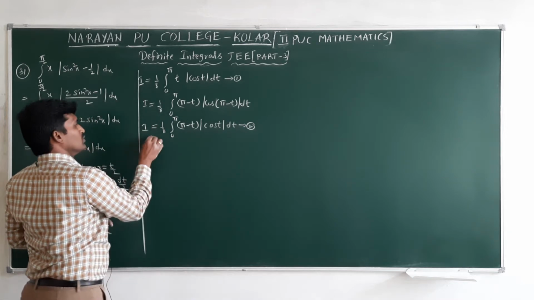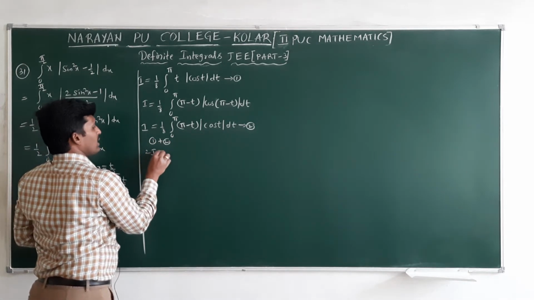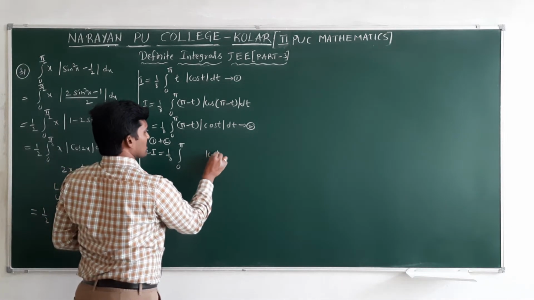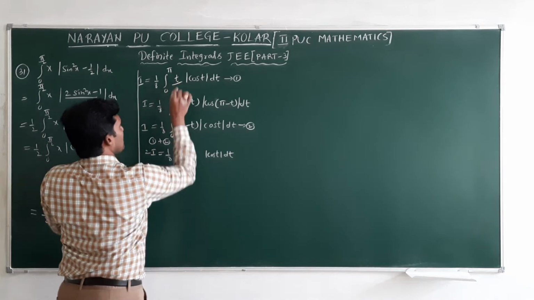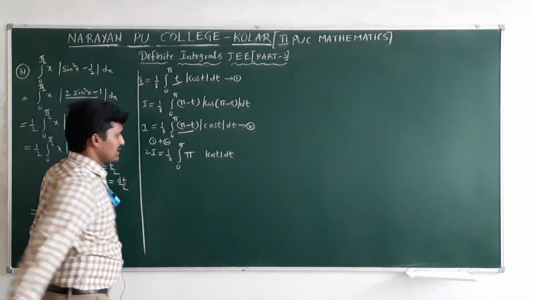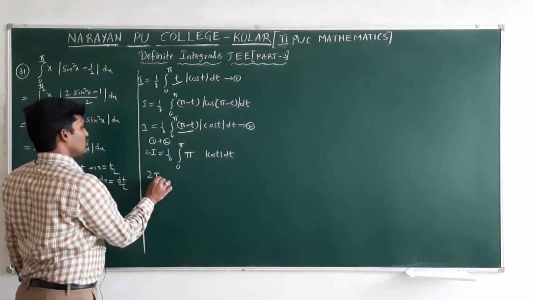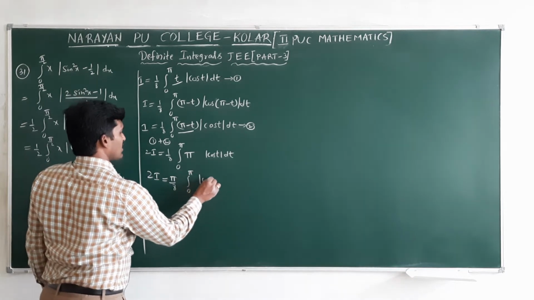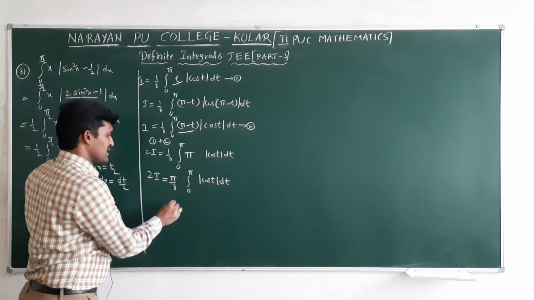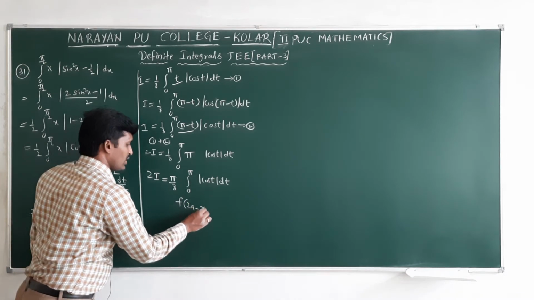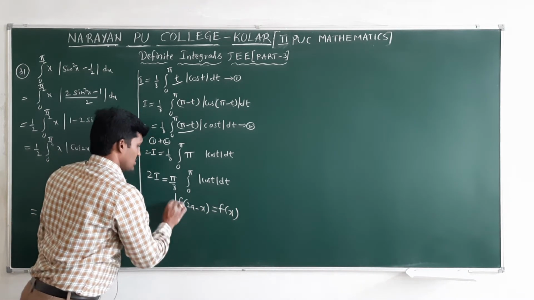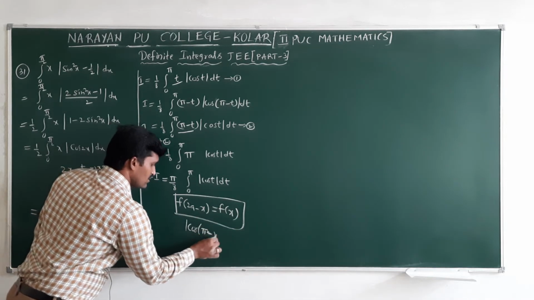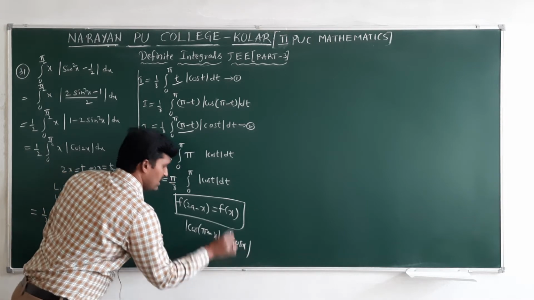Now I'll add 1 and 2. By adding 1 and 2, what will you get? 2I. 1 by 8 is common, 0 to pi, modulus cos t also common, dt. We need to add these two values. By adding, the t's cancel and pi is the remaining. 2I equal to pi by 8 integral 0 to pi modulus of cos t dt. Again it is also satisfying the property f of 2a minus x equal to f of x. This modulus function is not changing. Reason: modulus of cos of pi minus x, you will get modulus cos x only.